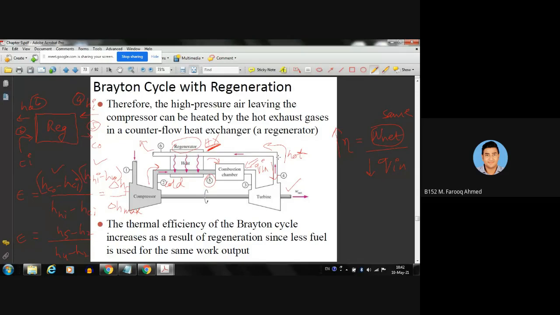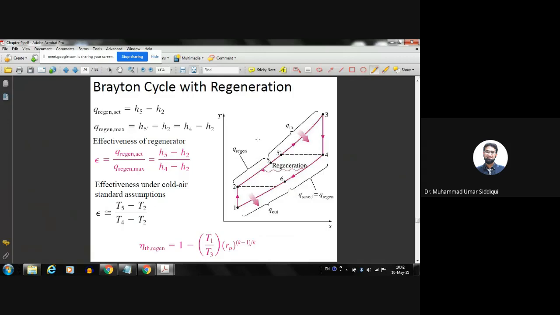Yes, it's clear. Okay. So this is the effectiveness of the regenerator, H5 minus H2 divided by H4 minus H2. Okay. So on the TS diagram, how is the regeneration process going to be represented? So this is our compression process 1 to 2. Then after 2, instead of going directly into the combustion chamber, first it enters into the regenerator.